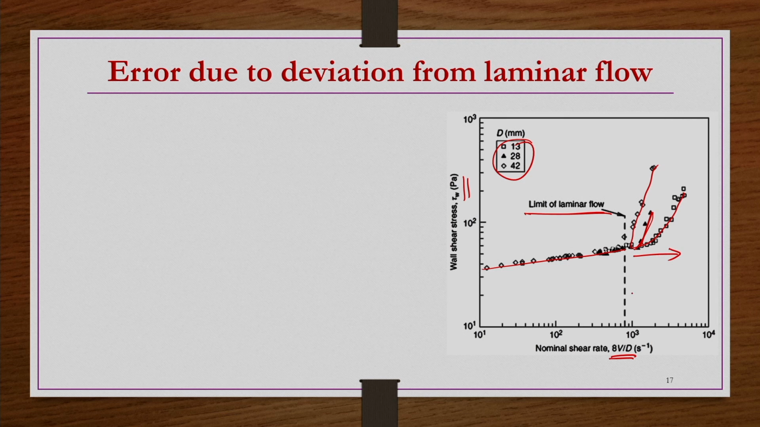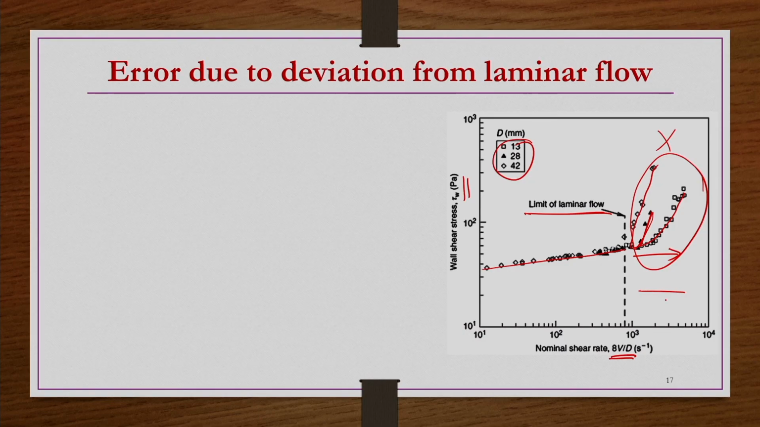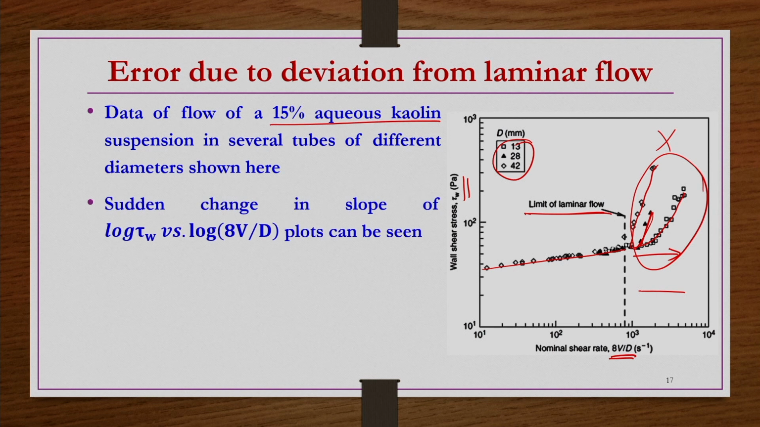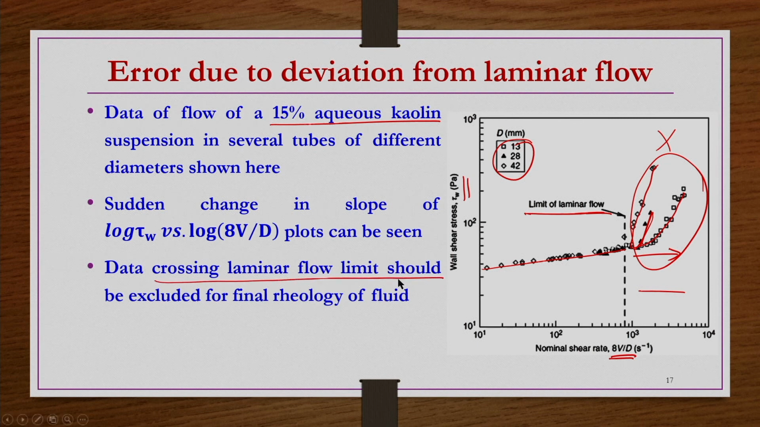So what do you have to do? From your data, you have to strike off and remove this data, because all the analysis we have done for the capillary viscometer is true for fully developed laminar steady flow only. So these data you should not take into consideration, simple. This is true experimental data for 15% aqueous Kaolin suspension in several tubes of different diameters. So the log tau w versus log 8V by D plot is seen, and data crossing the laminar flow limit should be excluded for the final rheology of the fluid. You have to take these data points only into consideration.